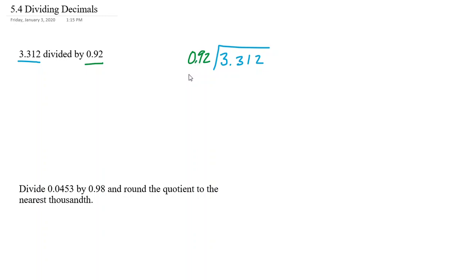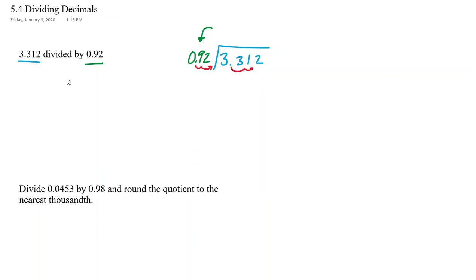And then step two is to take that outside number, that number that we're dividing by, and turn it into a whole number by moving the decimal over. So we're going to move it over to the far end of the number, and we're going to count the number of spaces that we move it over. So we move it over 2 spaces. What we're really doing is we're multiplying by 100, moving the decimal over 2 spaces. And if we're going to do that, we're going to do that with the other number on the inside. We're going to move it over 2 spaces also.